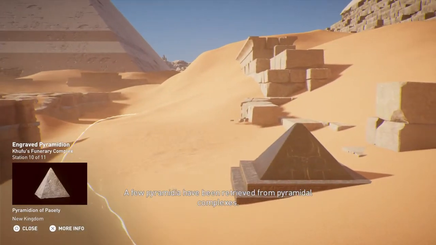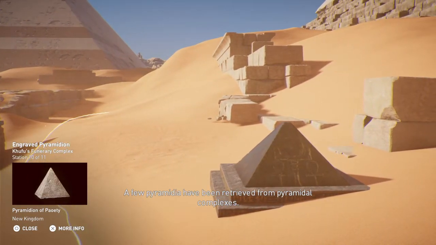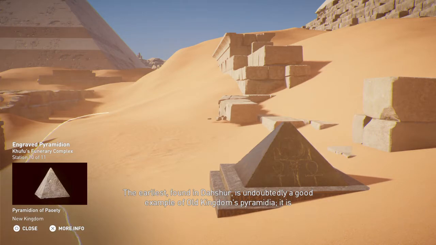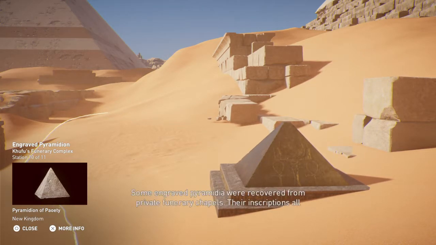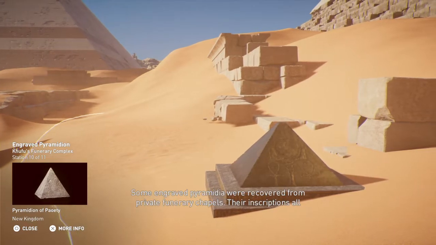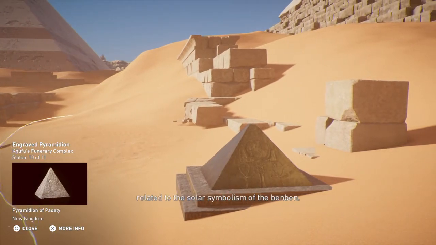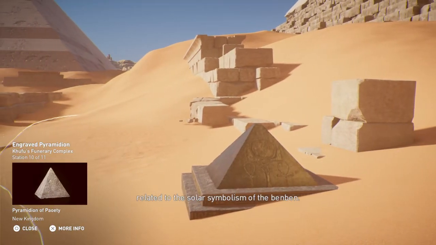A few pyramidia have been retrieved from pyramidal complexes. The earliest, found in Dahshur, is undoubtedly a good example of Old Kingdom pyramidia. It is made of limestone and has no inscriptions. Some engraved pyramidia were recovered from private funerary chapels. Their inscriptions all related to the solar symbolism of the benben.